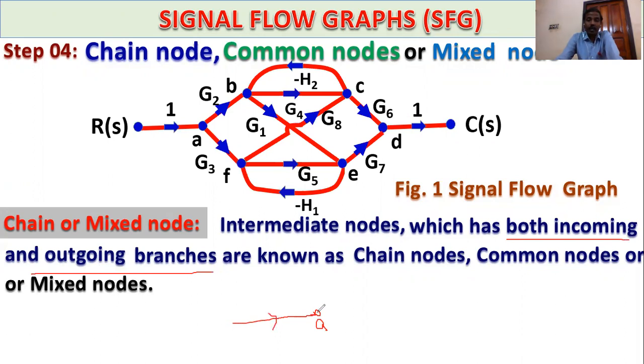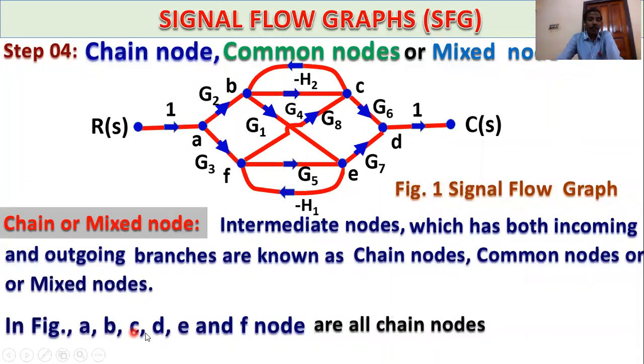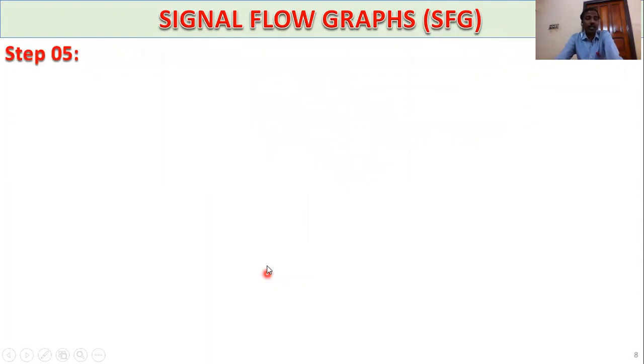This is incoming and these two outgoing. So a node is called a chain node or mixed node. In this case, in the figure, A, B, C, D, E, and F are all chain nodes or mixed nodes, because for A, this is the incoming, and A to B, B to F are the outgoing branches.